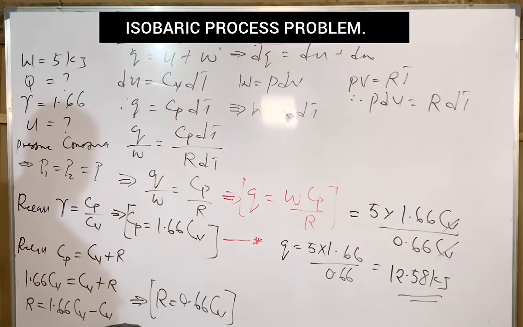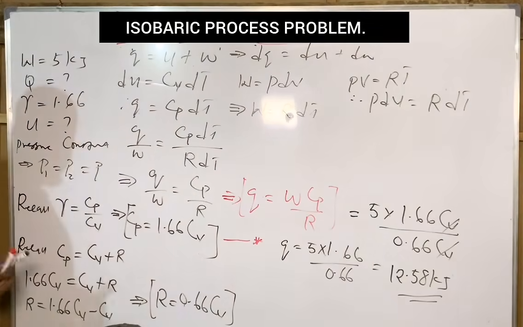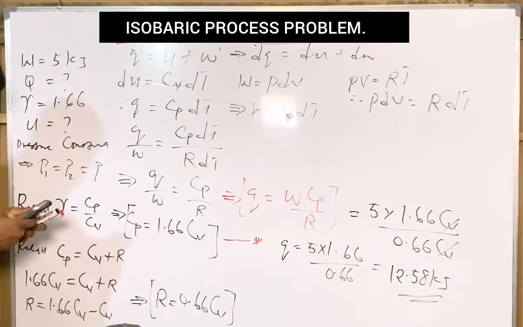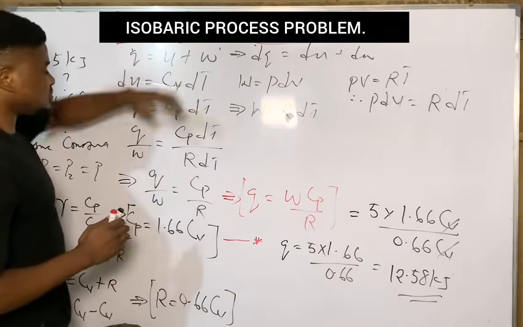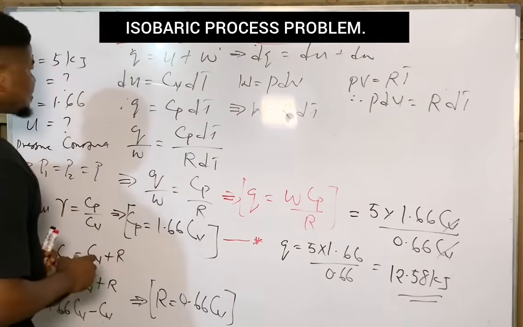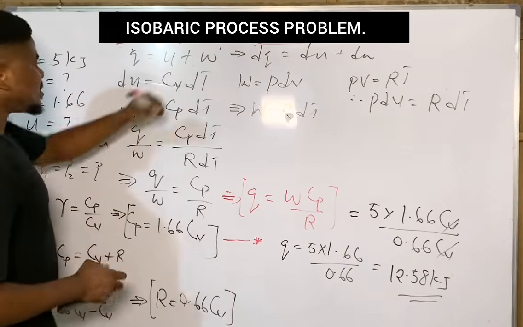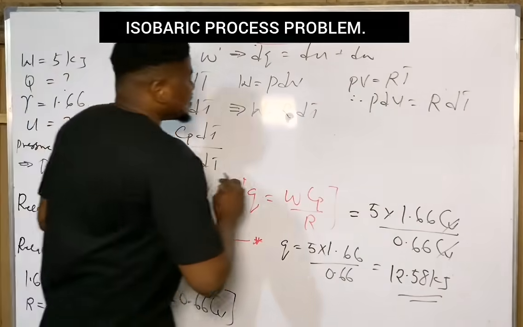Now, having found the heat, the next part of the question says we should find the amount of heat that is used to raise the internal energy of the gas. So basically we have to find the internal energy. You fall back now to the basic equation, the non-flow energy equation, which is Q equals U plus work done. So let's fall back to that equation.